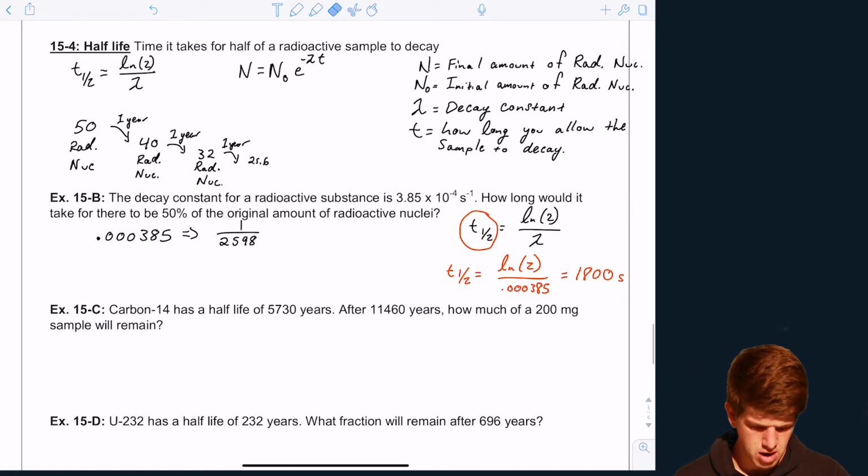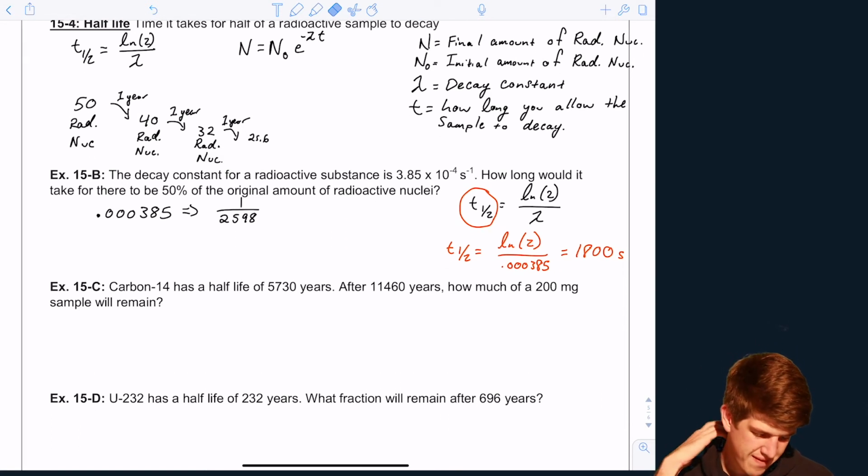So carbon-14 has a half-life of 5,730 years. It takes that amount of time for half of a sample to disappear, to decay. I just say disappear because we don't really think about it after it decays. After 11,460 years, how much of a 200 milligram sample will remain?